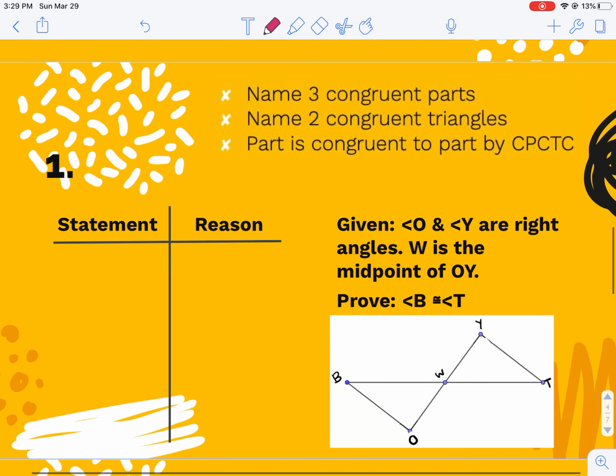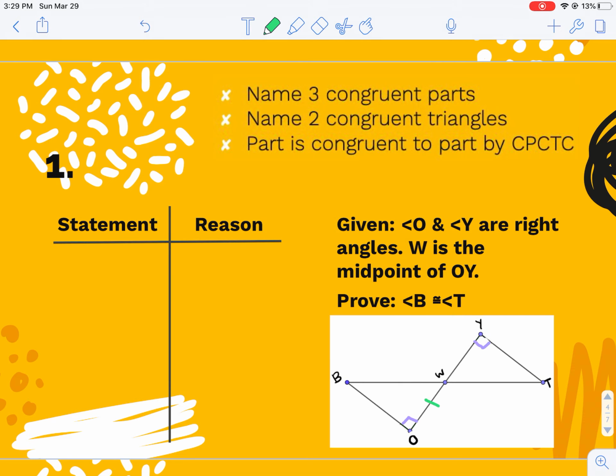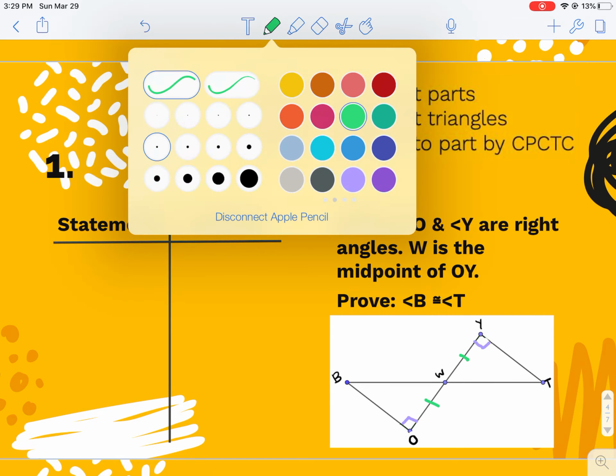So our strategy is right up here for us. And we're going to do a proof together. So we're given angle O and angle Y are right angles. So I'm going to mark that. And we're given W is the midpoint of OY. Well, if W is the midpoint of OY, then these parts must be congruent. And we're asked to prove angle B is congruent to angle T.